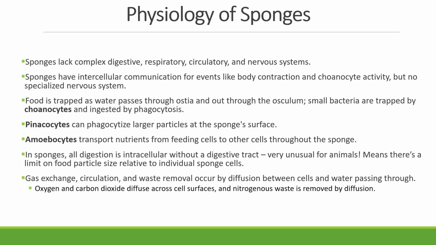Because there are no specialized organs for gas exchange or waste removal, oxygen and carbon dioxide simply diffuse across cell surfaces, and nitrogenous waste diffuses out into the passing water. This entire system works because water is constantly flowing through every part of the sponge. The lack of complex systems is not a weakness here. It is perfectly matched to their sessile lifestyle and the way they let the environment do most of the work for them.